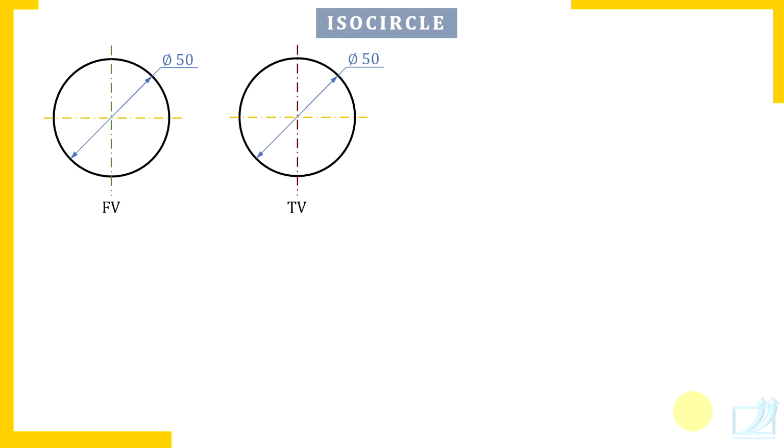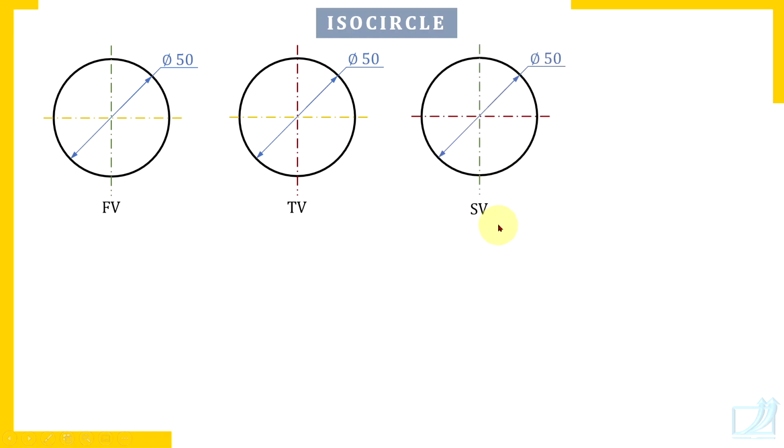So let's proceed. Now here is a circle of diameter 50 in front view, but a circle is possible in top view also. So in the second diagram, this is a circle I've shown, which is in the top view, and there is a circle in side view. Remember, these three diagrams are not related to each other. Right now we are just going to have practice of drawing isocircles if the circle is in front view, top view, or side view.